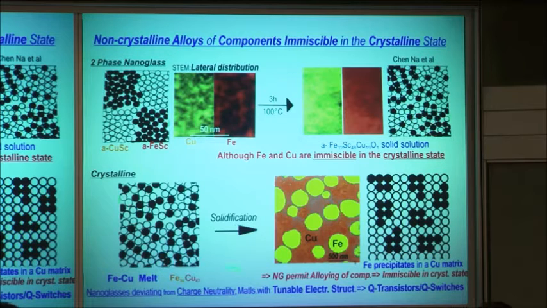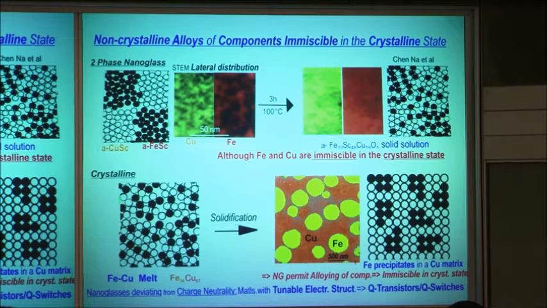And then we try it the other way around. We mix copper and iron in the liquid state, which is no problem. When you solidify it, the answer is this. You get iron precipitates in a copper matrix. That means even there it's mixed, in the end you get this, and in the glassy form you get that. This is the sugar in the coffee, and this is the sugar in the ice.